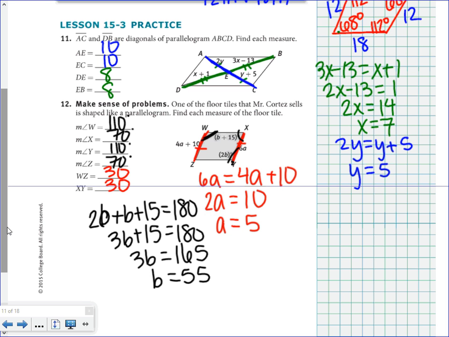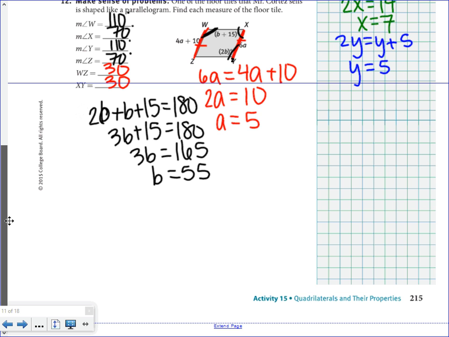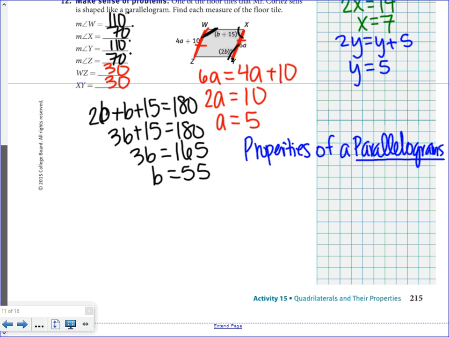So hopefully that helps you a little bit with understanding your parallelograms. I do want to go over some of the properties again of your parallelograms to make sure you've got all of those in one spot. So these are properties of a parallelogram. There are 6 of them. So if you want to see, if you can pause the video and find all 6 of them by yourself, go for it. One of them, opposite sides are parallel.